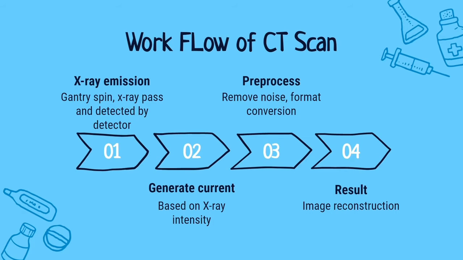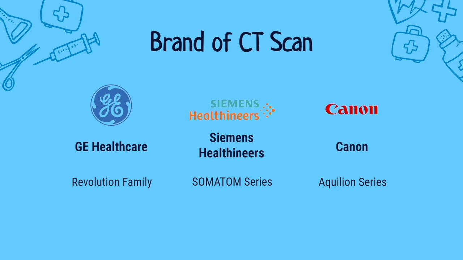The detector generates a current based on the X-ray intensity that passes through the body, which then goes to an integrator to remove the noise and change the format from analog to digital. Lastly, image reconstruction is done by the software in the control room. There are a lot of companies that keep experimenting to improve CT scan imaging, such as GE Healthcare, Siemens Healthineers, and Canon, where each of them has their own series of CT scans.